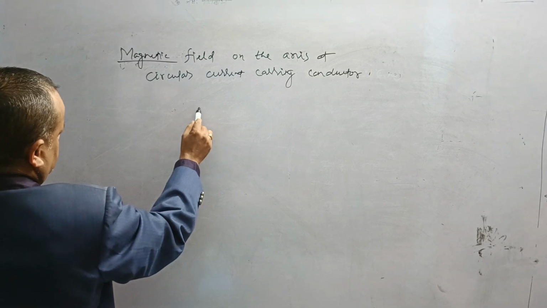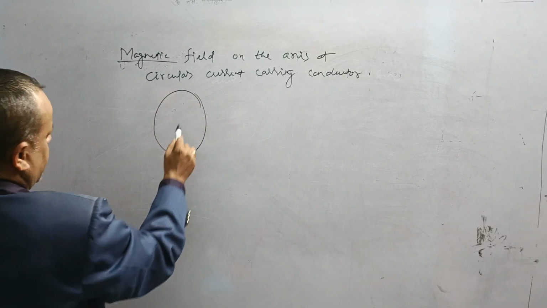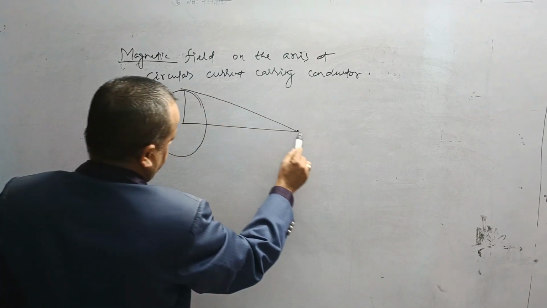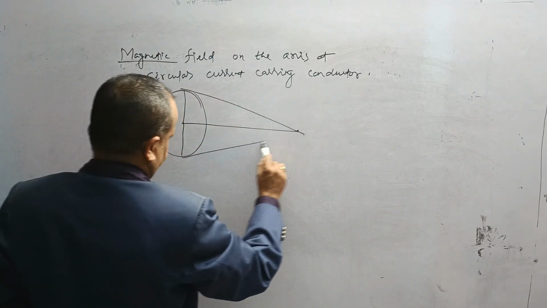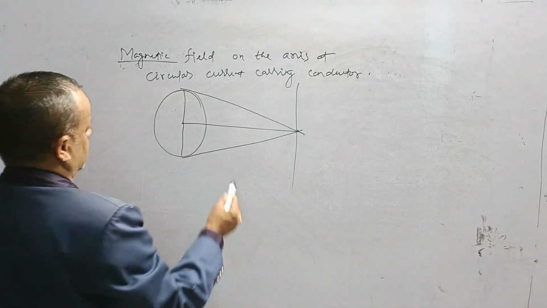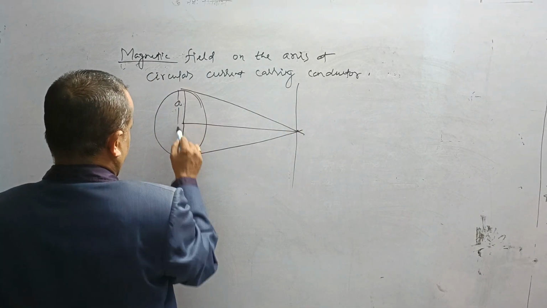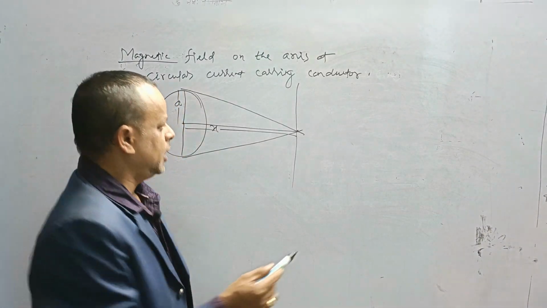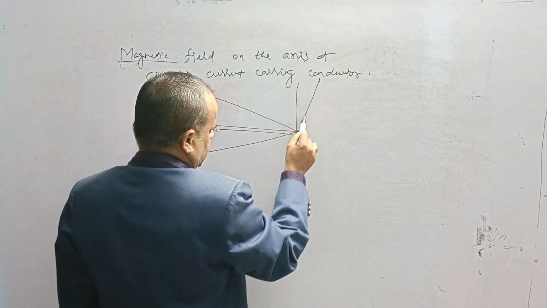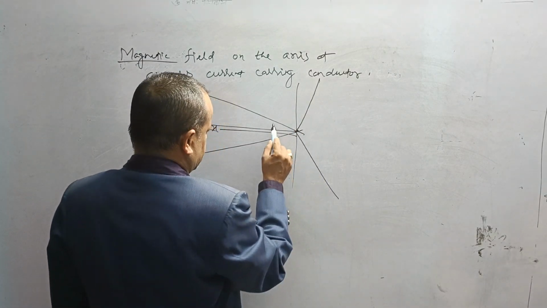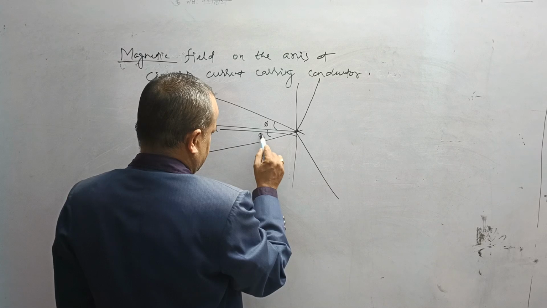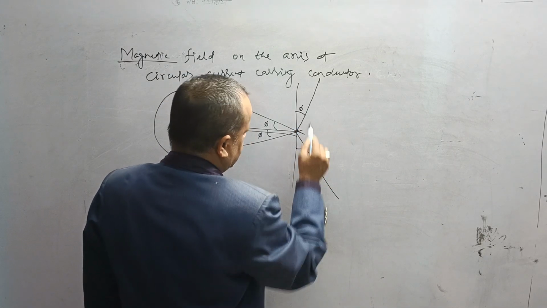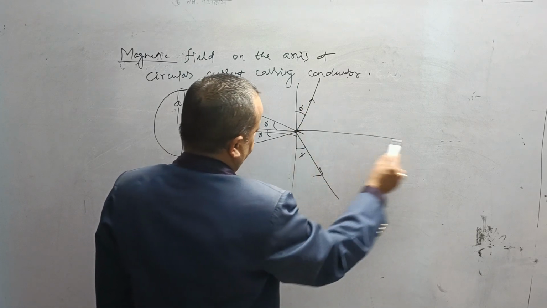See what we have. This is a circular current carrying conductor. On the axis of it, we have to calculate the magnetic field at this point. Let us suppose the radius of the circle is a. This is x. We see that the direction of magnetic field is like this. This is angle phi over here. The resultant magnetic field is acting along this direction.